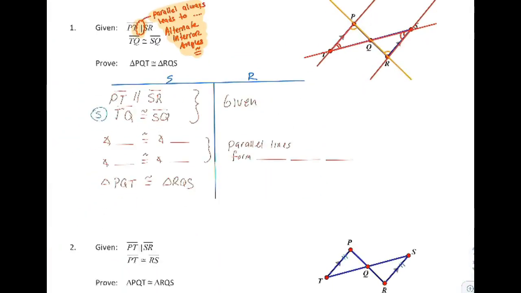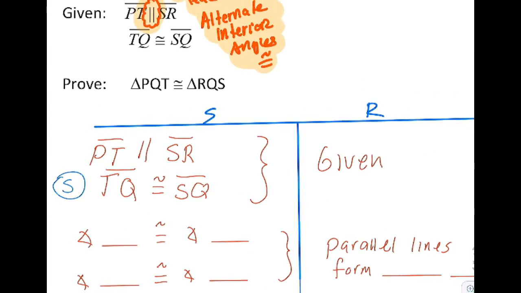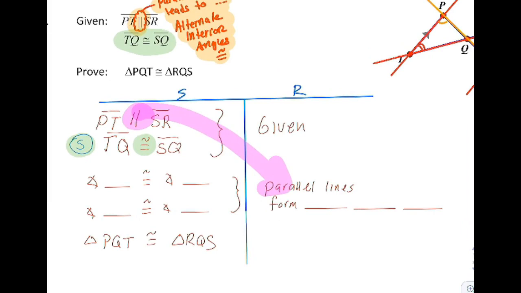Okay? So you put the givens down. One of the givens had nothing to do with that. One was just TQ is congruent to SQ right here. And that actually gives me a congruent side. So there's one piece right there. But this parallel part here, parallel will always lead to two angles being congruent because alternate interior angles are formed.